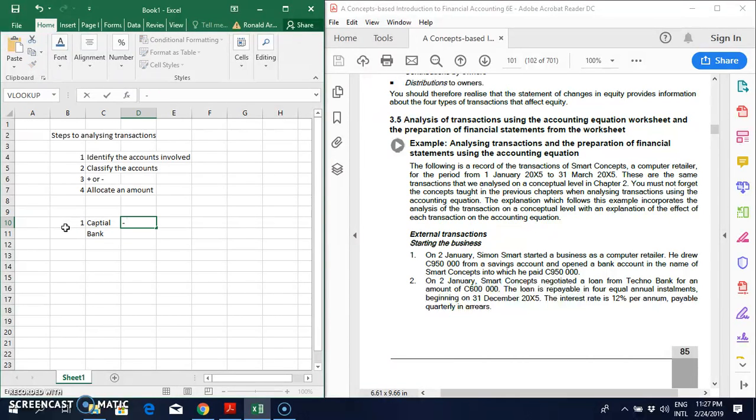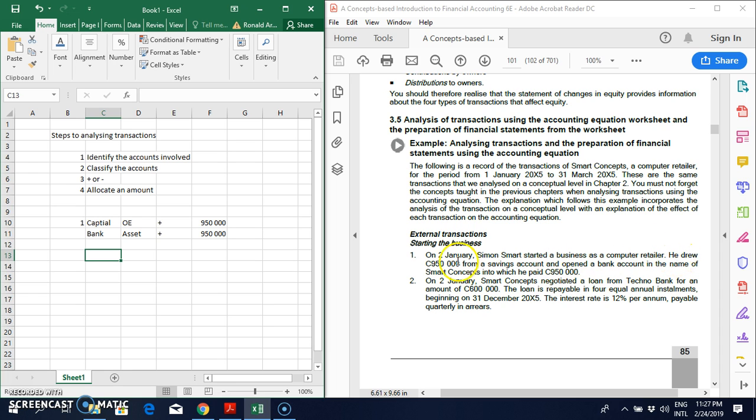Now we have to classify these. Capital will of course be classified under owner's equity, and capital will be increasing owner's equity with 950,000. Bank, which we classify as an asset, is receiving more money for the business, so the assets increase with 950,000 rand. When we look at this, what do we notice? There's actually two transactions taking place.